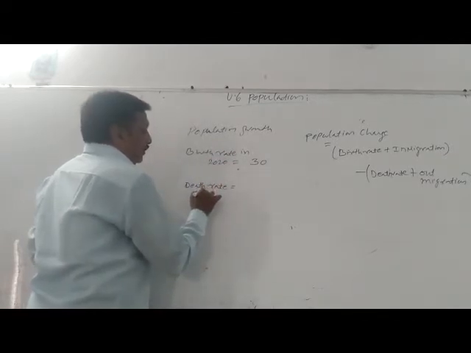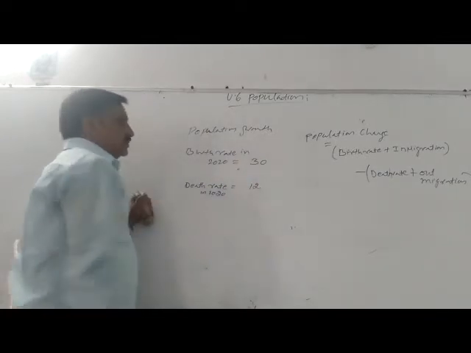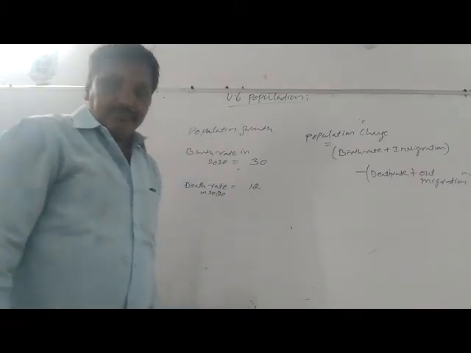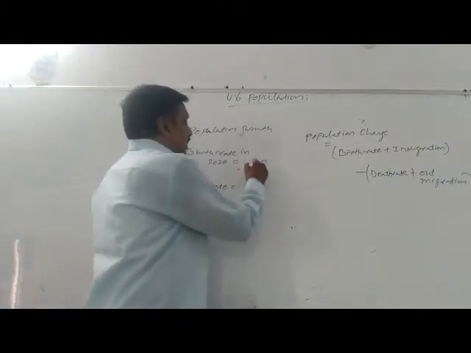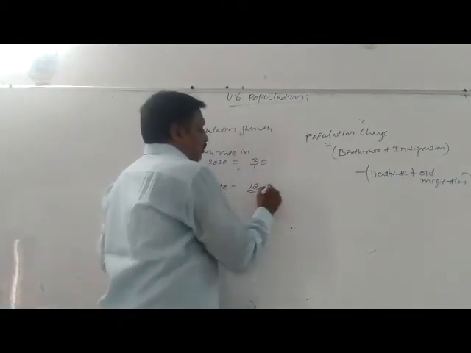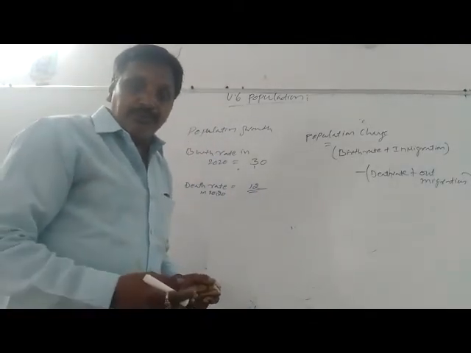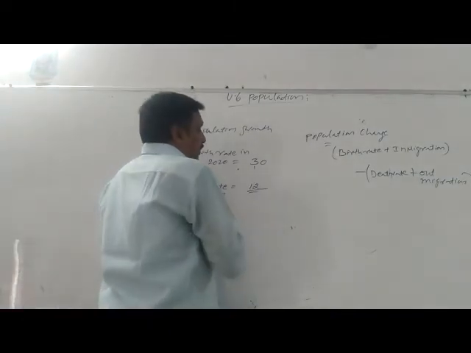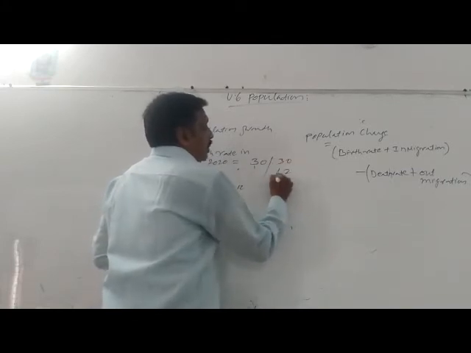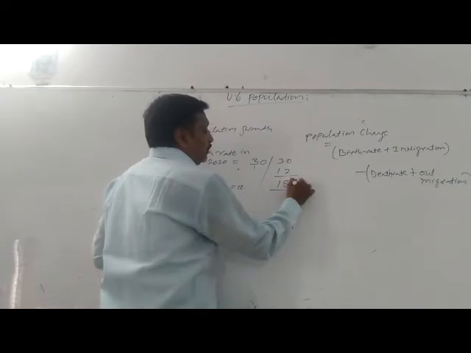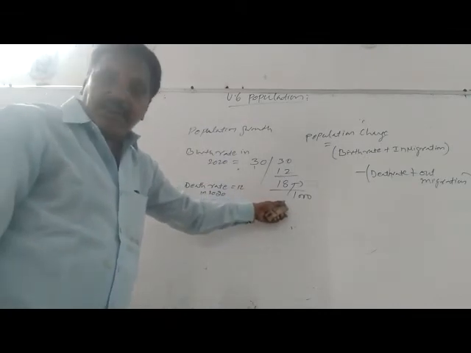Death rate in 2020 is something small. You would understand that? You know what we do? Birth rate minus death rate. We have to know whether the population has grown or not. So 30 minus 12. What is the increase in the population for every 1,000? For every 1,000, 18 people got added within a year.